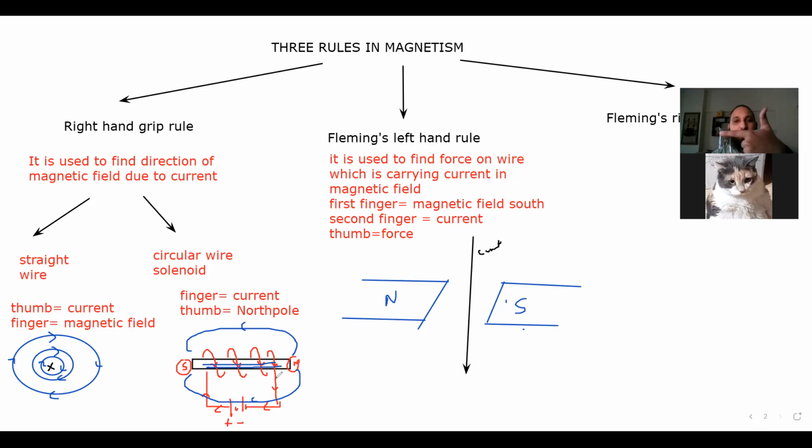The first finger represents the magnetic field, which is towards the right hand side, or south. The second finger represents the direction of the current, pointing downward, and where the thumb is pointing, that is the direction of the force. So in this example, when you apply the left hand rule, the first finger, the index finger, is pointing towards south, the second represents the direction of the current, and the thumb is pointing out. So what will be the direction of the force in this way? The force will be outward. Is the direction of the force clear?